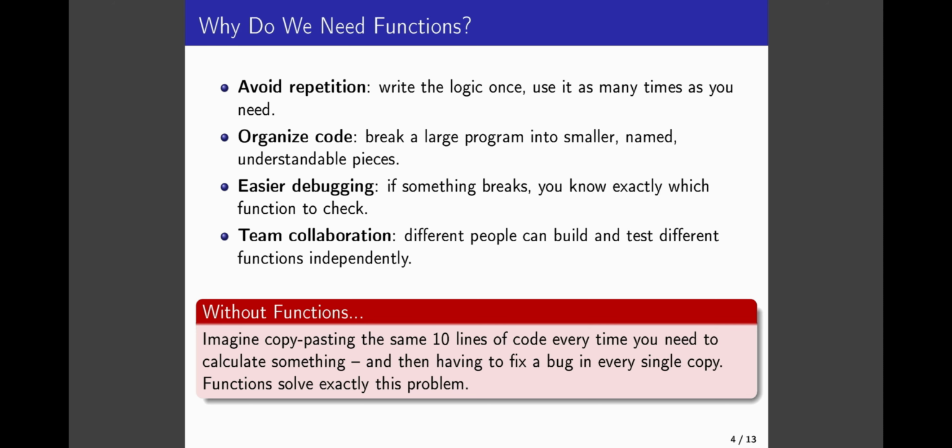So why do we actually need functions? There are a few big reasons. First, they help us avoid repetition. Write the logic once and use it as many times as you need. Second, they help us organize code, breaking a large program into smaller, named, understandable pieces. Third, they make debugging so much easier. If something breaks, you know exactly which function to check. And fourth, they enable team collaboration. Different people can build and test different functions independently without stepping on each other's work.